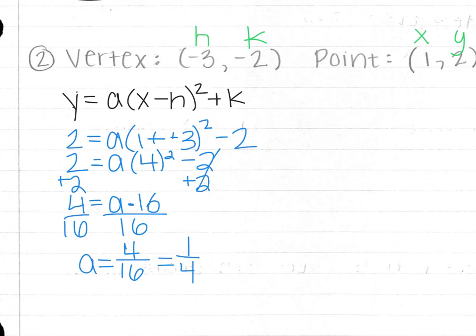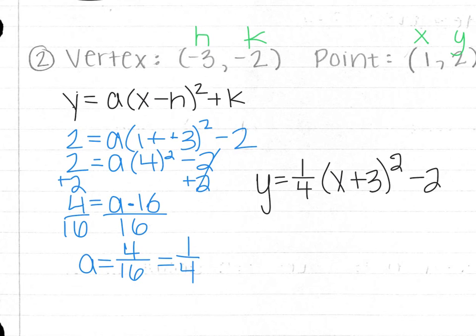We can then use this, and h and k, to write our equation. So we get y equals 1/4 times (x plus 3) squared minus 2. And the plus 3 comes from just kind of skipping over that fact that we're subtracting a negative.